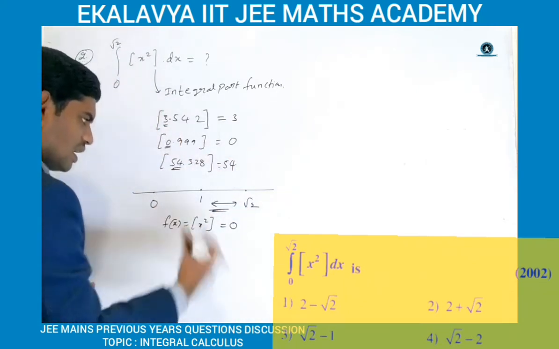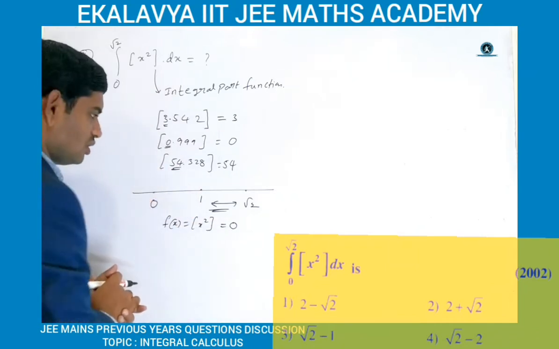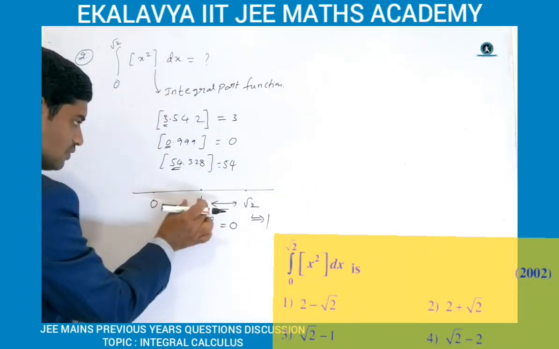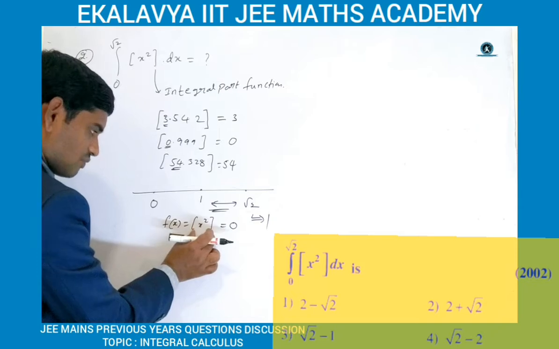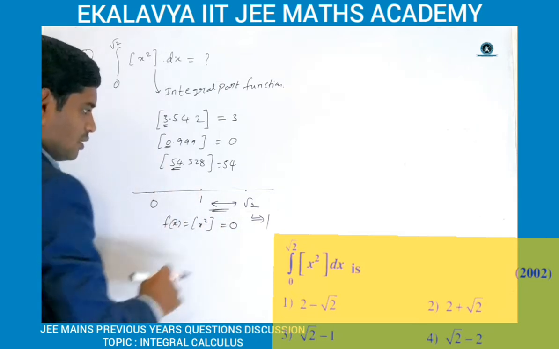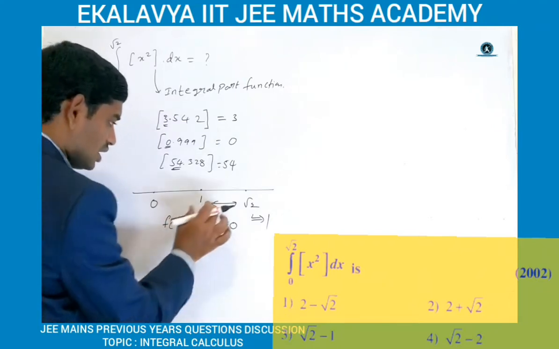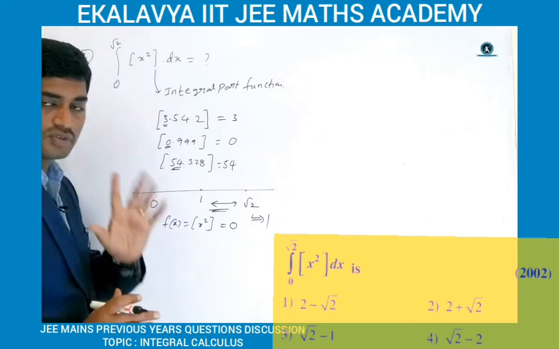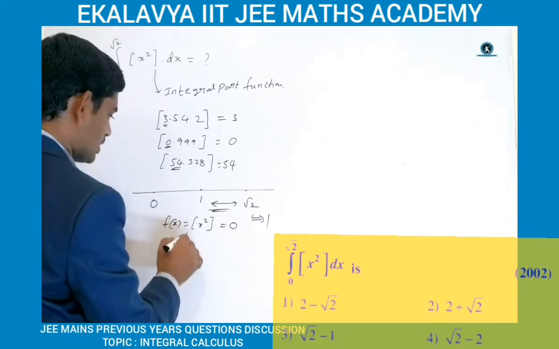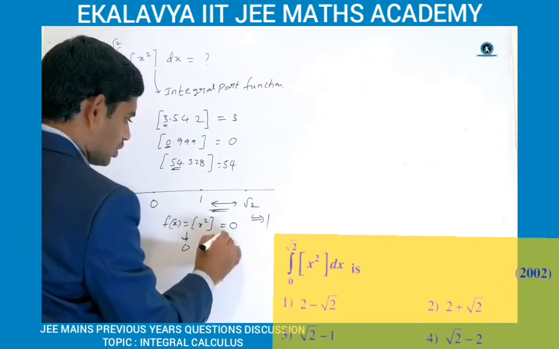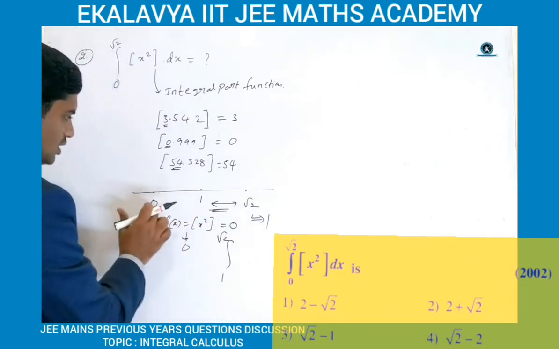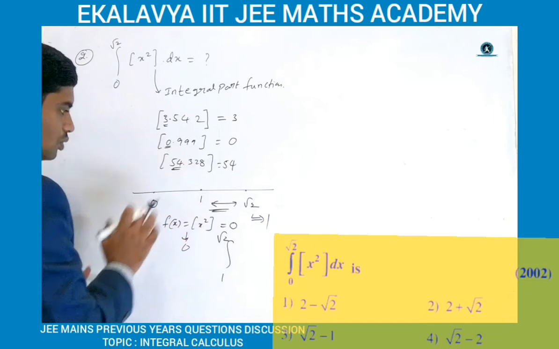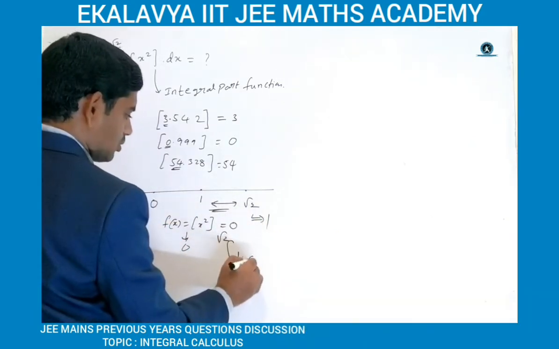if we take any number and substitute in this step function, we always get 1. If we take any number in between 0 to 1 and substitute in this step x square function, we always get 0. In the limits 1 to root 2, if we substitute in step x square, we always get 1. So the integral from 0 to 1 becomes 0, so I am skipping it, and in between 1 to root 2 we have 1. The step x square becomes 1 into dx.